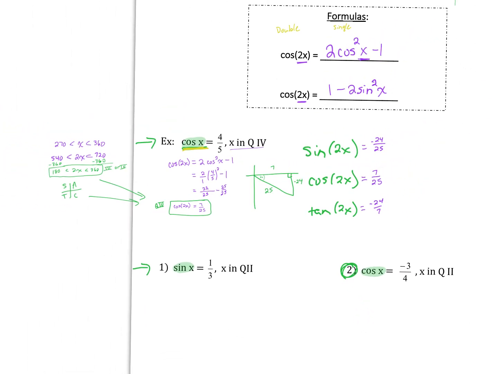Wait, did you get the negative 24 because of the triples? I got the 24 because of the triples. I got the negative because I know in quadrant 4, this is going down, so it has to be negative. So would you be able to see how that works without the triples? Could you solve it without? Yeah, Pythagorean theorem. On some of these, you're going to have to use the Pythagorean theorem because they aren't a Pythagorean triple.